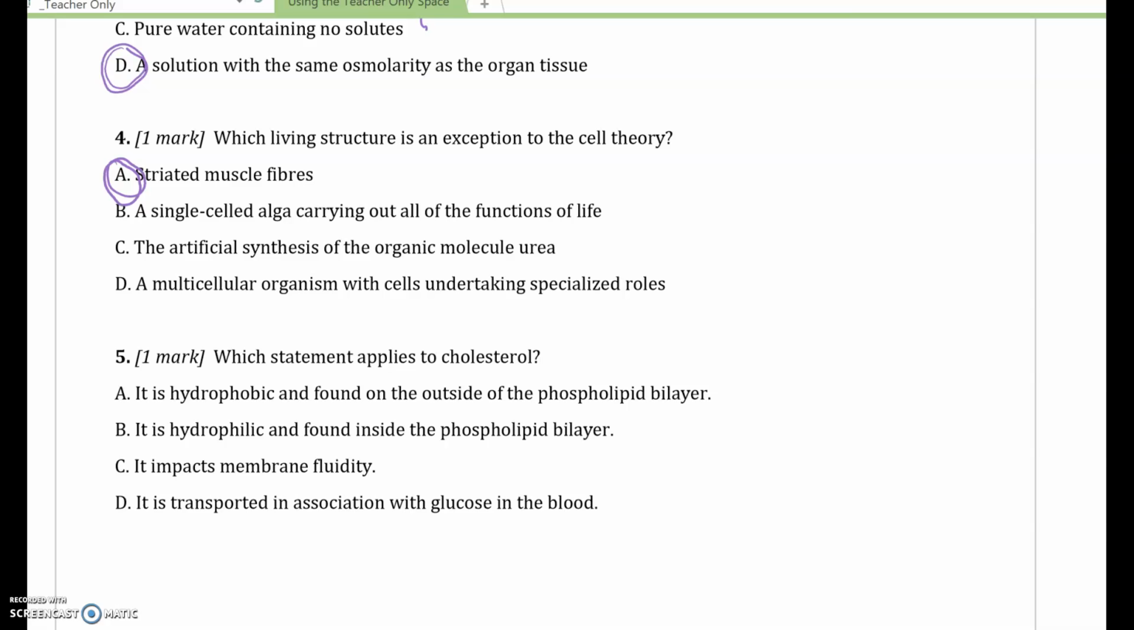Which statement applies to cholesterol? So it's hydrophobic and found on the outside of the phospholipid bilayer. Well, we know that that is not true. It's hydrophilic and found inside the phospholipid bilayer. We also know that's not true. It impacts membrane fluidity. That is true. It says transported and associated with glucose in the blood. That's not true. So the answer is C.